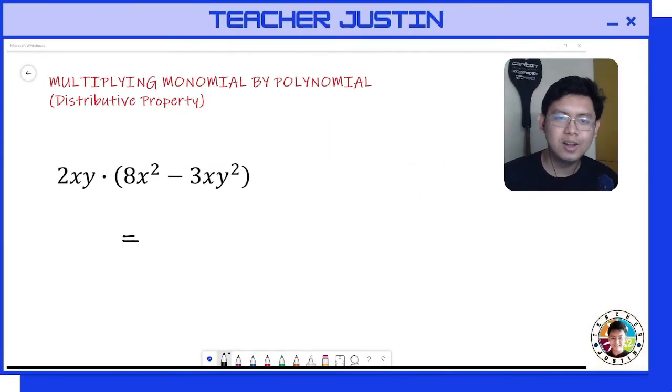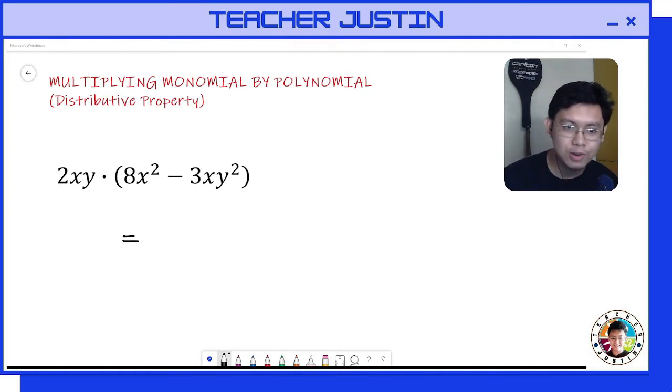Okay, so let's talk about multiplying a monomial by a polynomial. So again, when we multiply a monomial by a polynomial, we apply the distributive property. And when we perform the distributive property, we multiply each term by the monomial. Okay, so let's have our example.